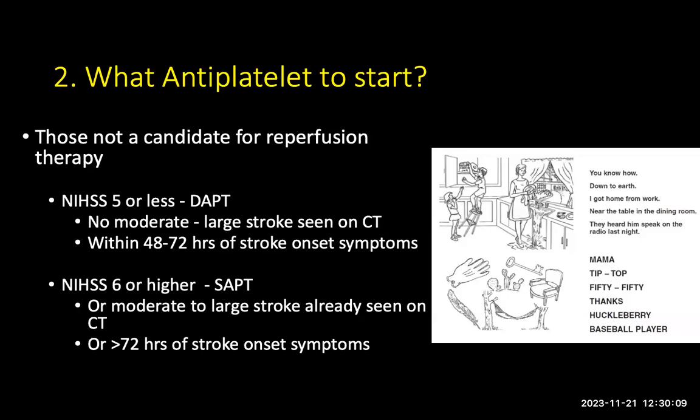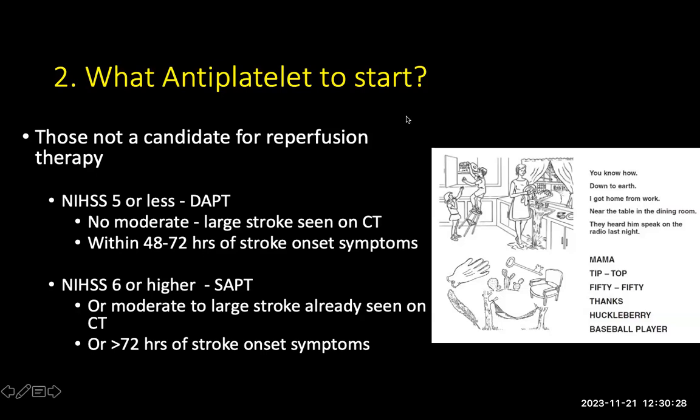So a slightly different approach as compared to TIA, where we were looking at the ABCD2 score. Here we are looking at the NIHSS or the stroke that we see on CT to decide our antiplatelet therapy.